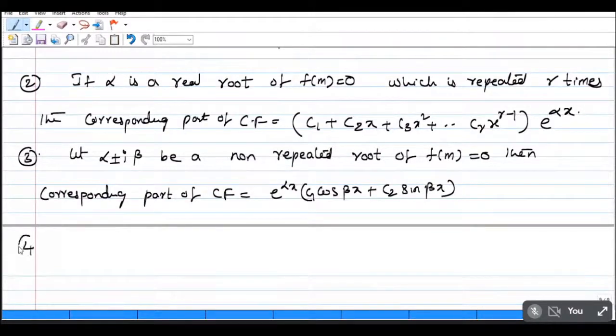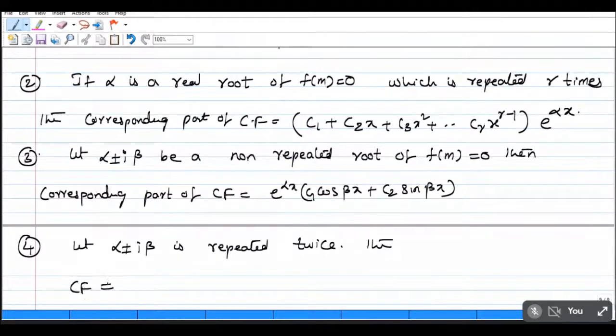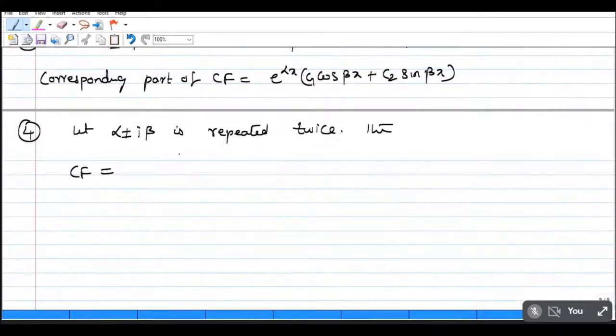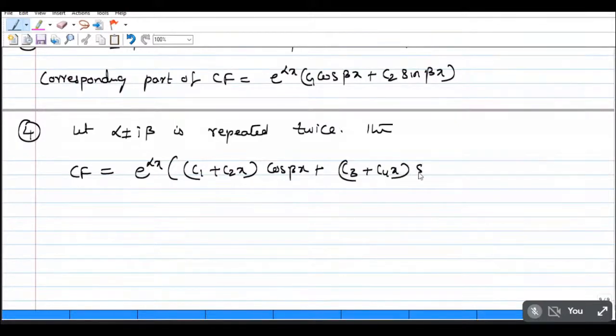Fourth point. I am giving only for 2 times. Let alpha plus or minus i beta be repeated twice. Then what is the complementary function? If it is repeated 2 times, the complementary function is e power alpha x into (C1 plus C2x) cos beta x plus (C3 plus C4x) sin beta x.